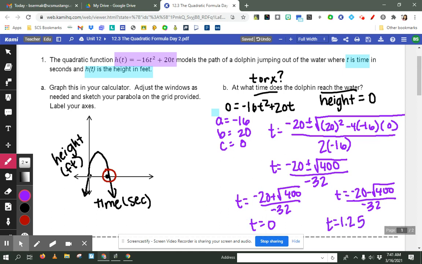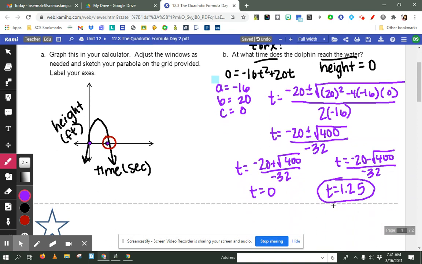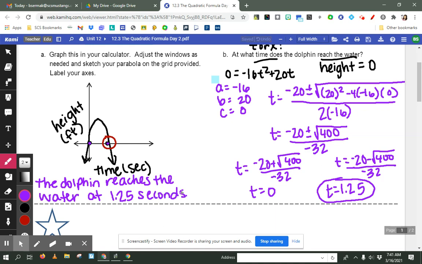So t equals 0 would be the point at the origin, and t equals 1.25 must be my other point, the one we were looking for. So t equals 1.25 is going to be my solution. We could say the dolphin reaches the water at 1.25 seconds. And we can kind of see that this graph mimics the dolphin jumping out of the water. He starts here in the water, jumps out, and then comes back and lands 1.25 seconds later.